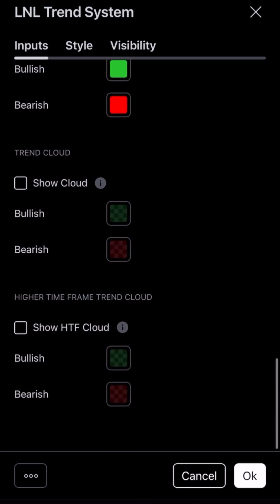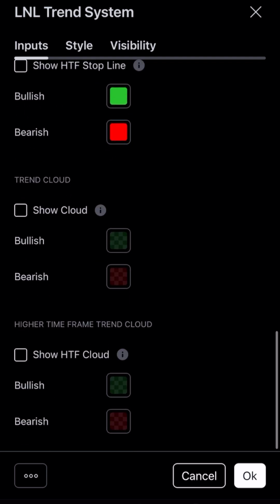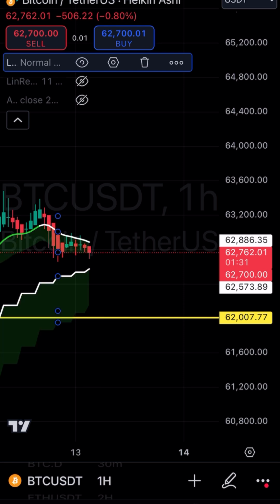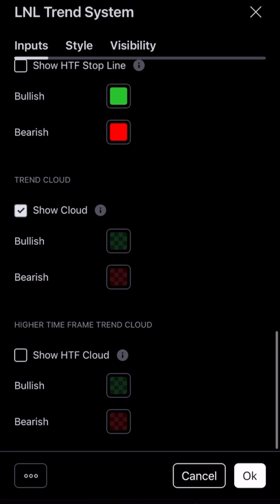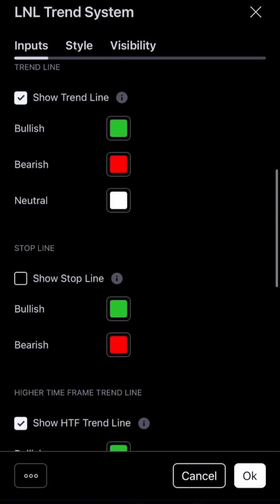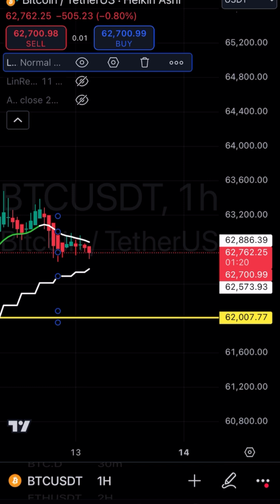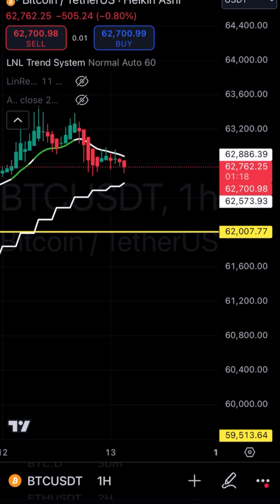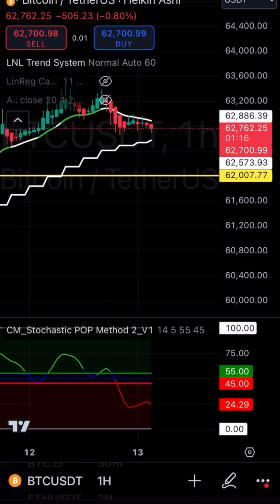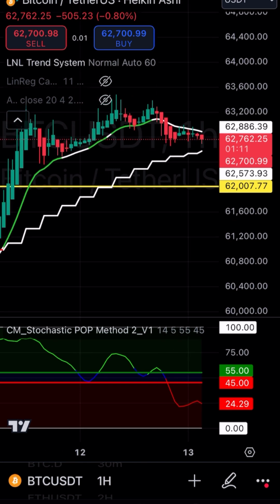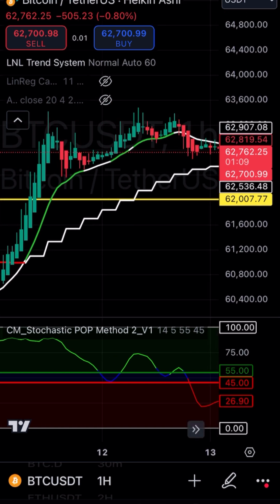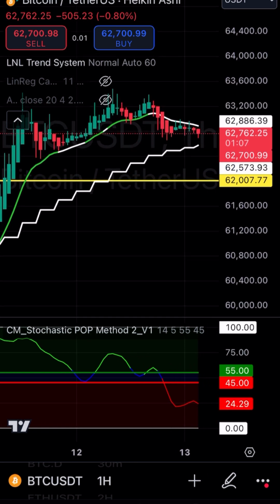And I remove everything else. It might come with show cloud and HD cloud as default, but you really don't need it. So I just check them off. They seem to be more of a distraction for me. So I have it set like that, just those two options selected. And then the next thing you need, I have CM stochastic here. You need another confirmation. So the strategy is really simple.